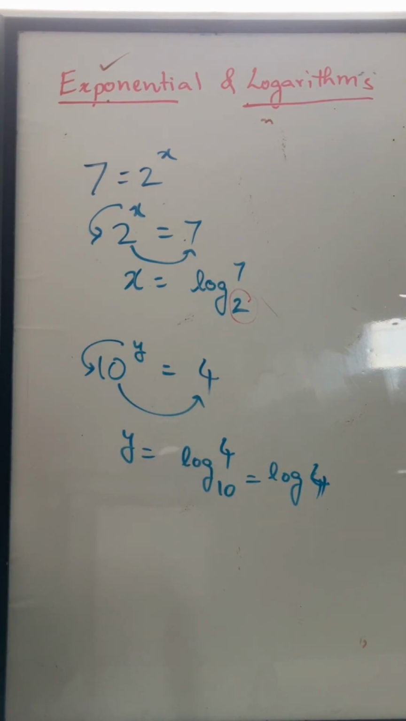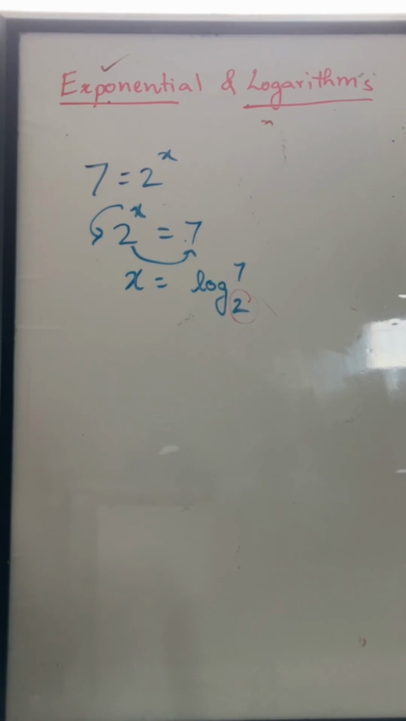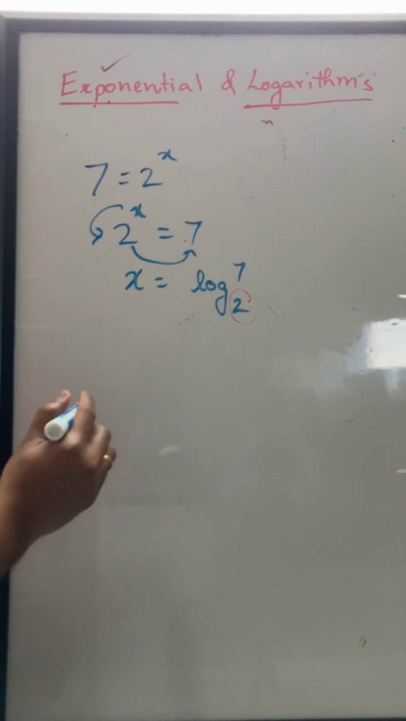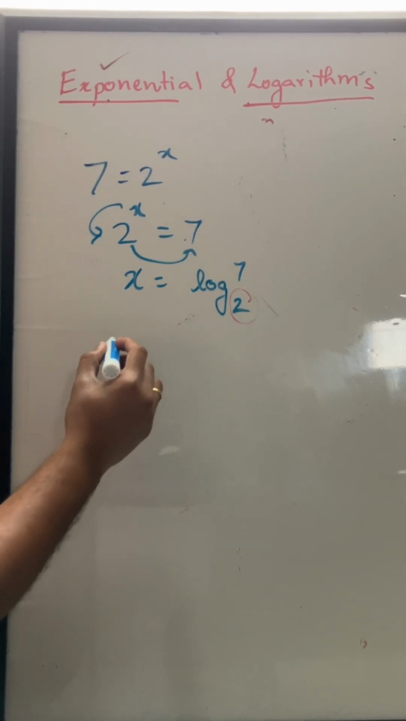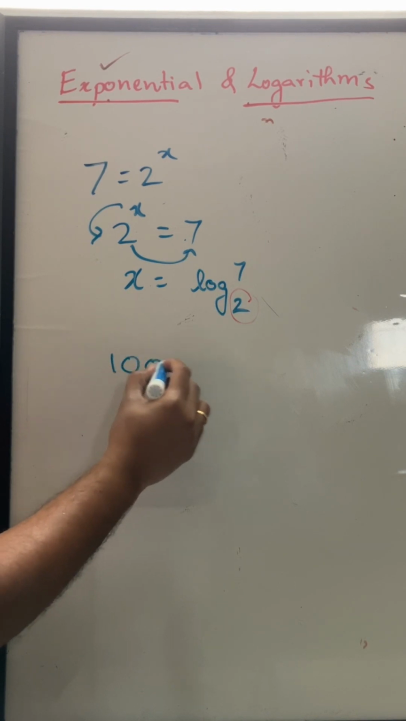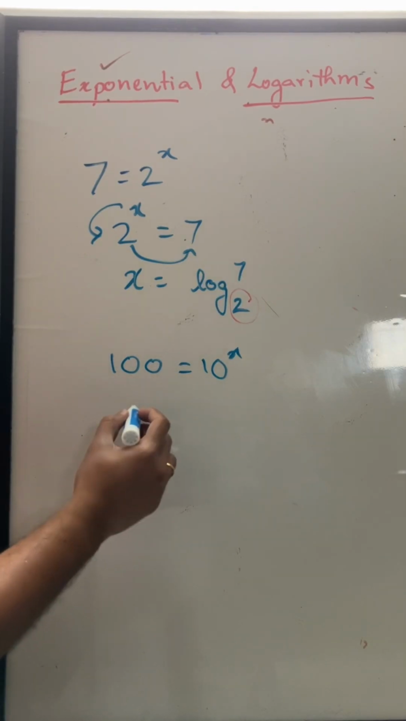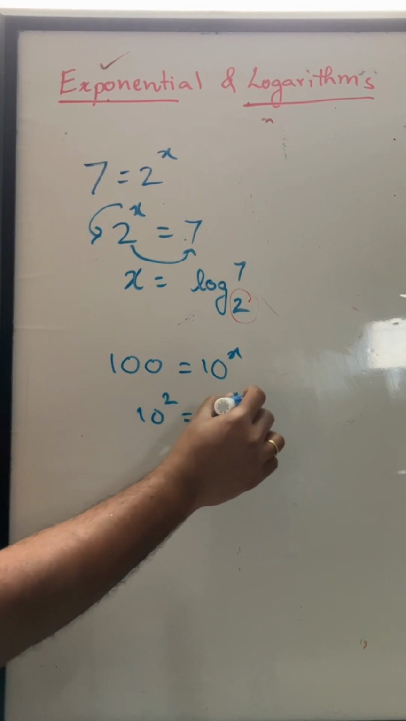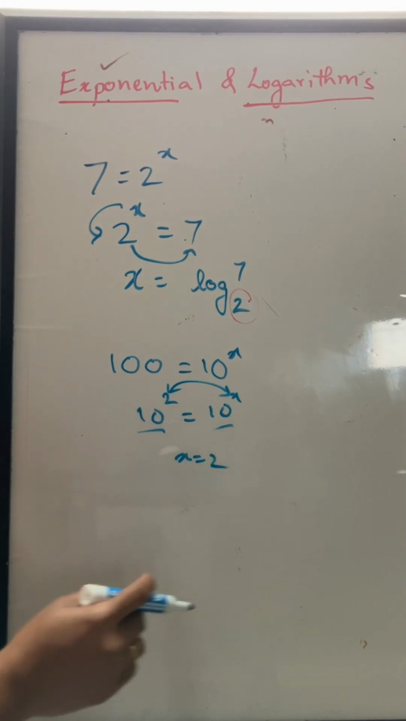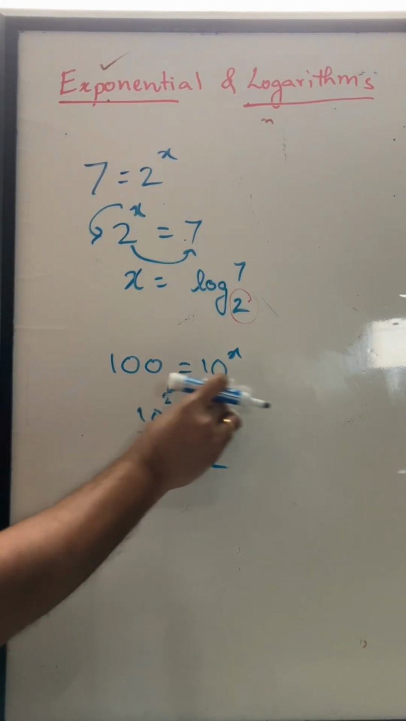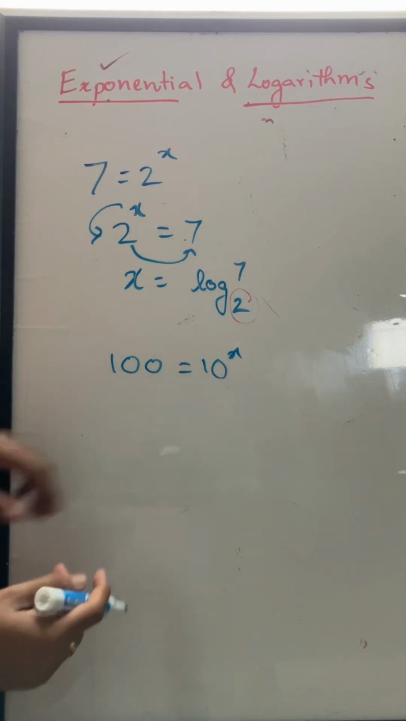So I'll take one other example, and the rest I will leave to you for solving. So let's take 100 equal to 10 power x. People say we can write 100 as 10 square, and here it is 10 to the power of x. So when bases are the same, powers are also the same, x equal to 2. That's good. But here he wanted us to write a logarithm of it. He's not asking us to derive the value. He is asking us to write the logarithm.